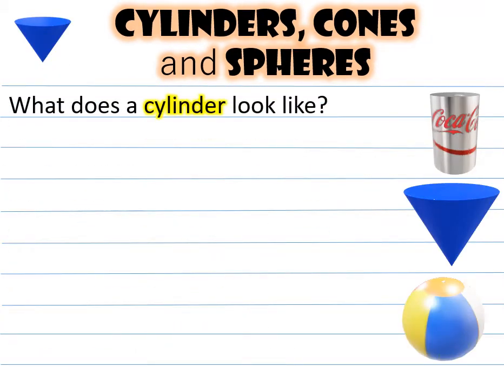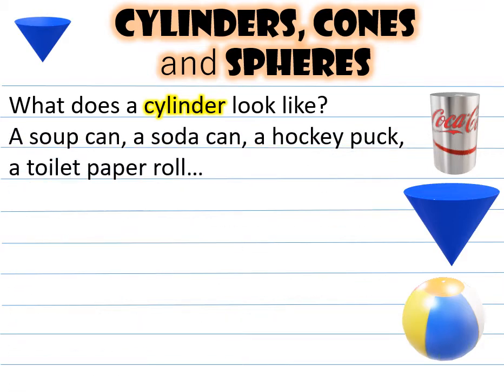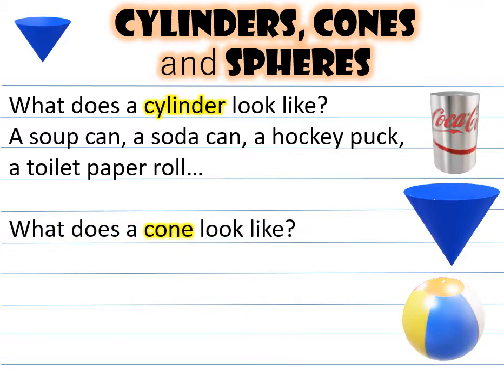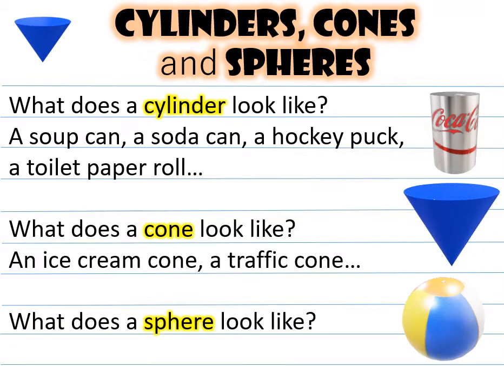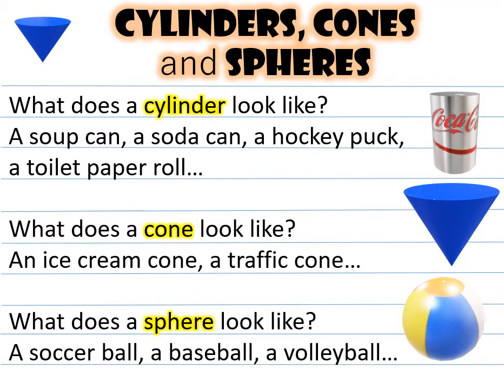What does a cylinder look like? A soup can, a soda can, a hockey puck, a toilet paper roll, something like that. What does a cone look like? An ice cream cone, a traffic cone. You get the idea. And what does a sphere look like? A soccer ball, a baseball, a volleyball, a bowling ball, you know.